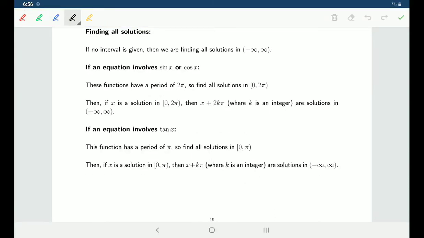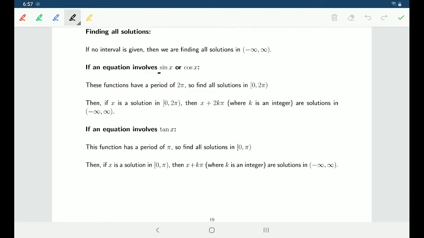All right, welcome back everyone to the last part of this lecture where we'll talk about finding all solutions to a trigonometric equation. So if I don't give you an interval to solve on, then I want you to find all solutions from negative infinity to positive infinity. And it's actually not that bad because we can use the fact that our trig functions are periodic.